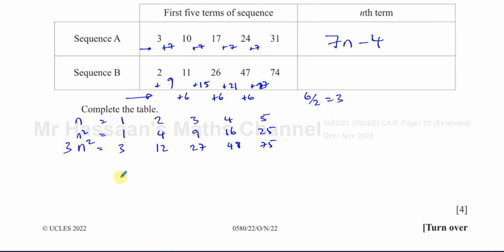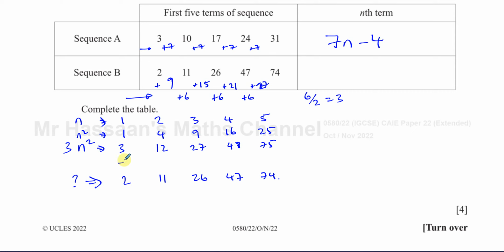And then I'm going to write down what my sequence is, the actual sequence that we want to find the sequence for. Let me just put these arrows here. That's going to be 2 and 11 and 26 and 47 and 74. And we can see straight away there's some sort of link here.